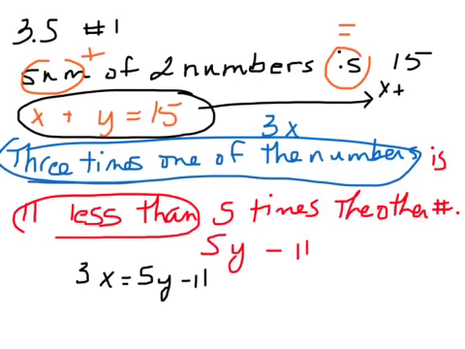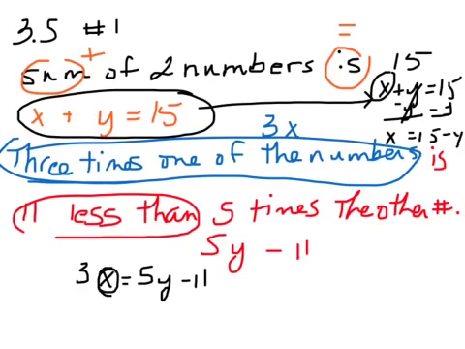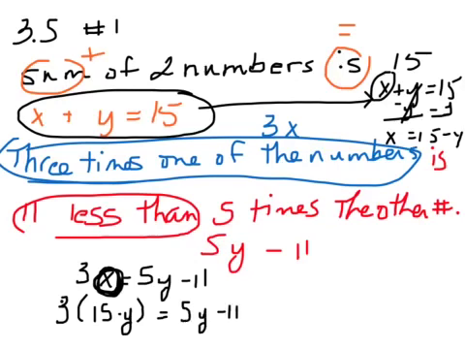Well, if x plus y is 15 and I want to find out what x is, I could subtract y from both sides, and look, x is equal to 15 minus y. So since x is 15 minus y, I'm going to come down here where this x is, and instead of having an x there, I'm going to say 3 times 15 minus y is equal to 5y minus 11.